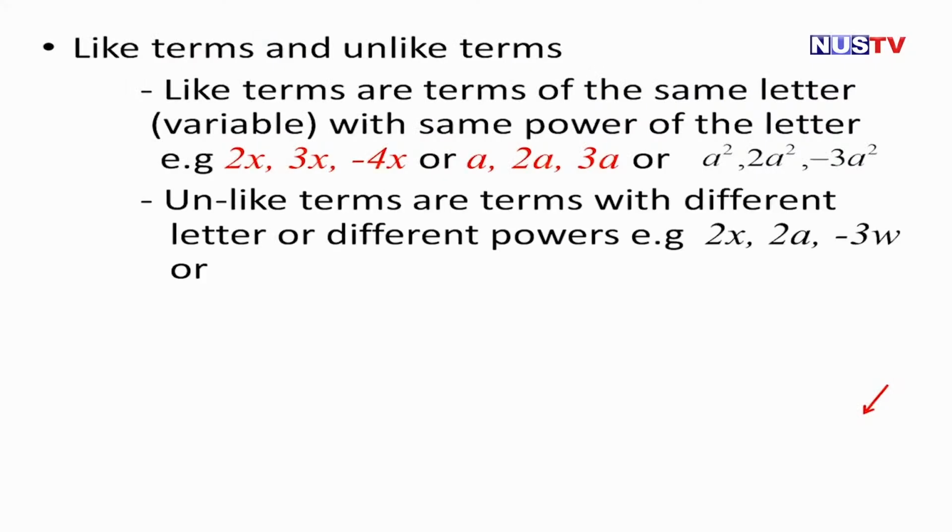Whereas unlike terms are terms with different letters or different powers. For example, 2x is not the same as 2a. They're not like terms, so as negative 3w. Or 2a, 3a squared, 3a to the power of 5, and a to the power of 4 are all unlike terms.